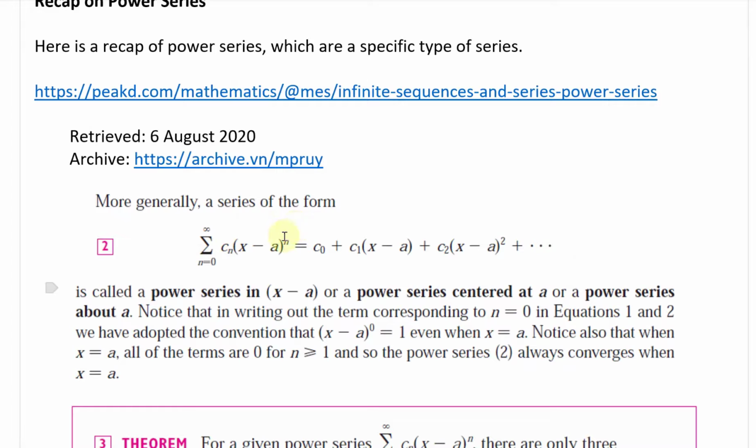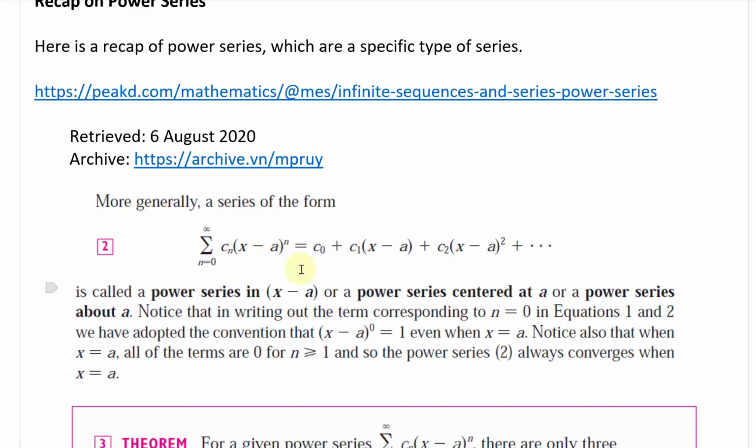More generally, a series of the form summation from n equals 0 to infinity of c_n times (x minus a) to the power of n, where these c_n are constants called the coefficients of the series, and n is always a positive integer. It goes from 0 to 1, 2, 3, all the way to infinity, and we write this as c_0 plus c_1 times (x minus a) plus c_2 times (x minus a) squared, and so on. This is called a power series in x minus a, or a power series centered at a, or a power series about a.